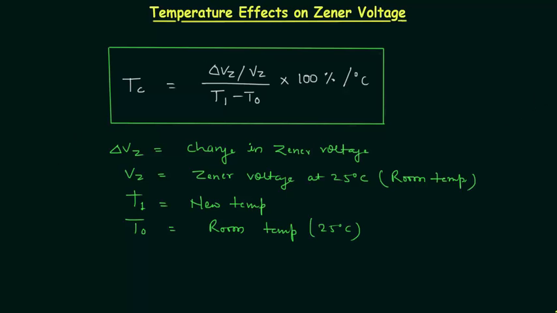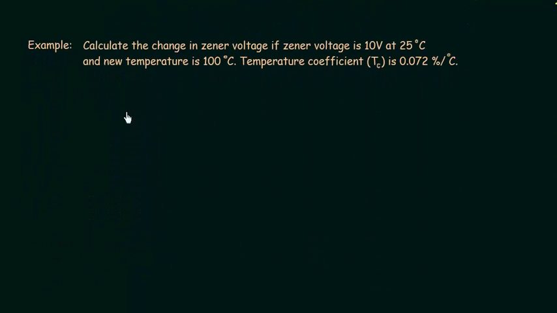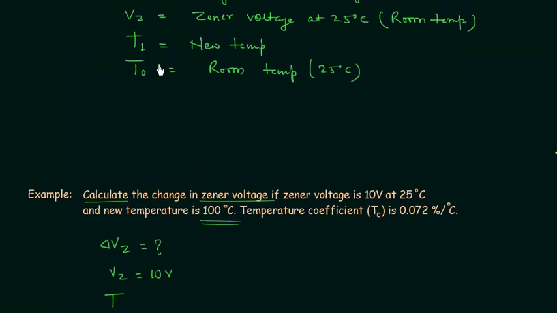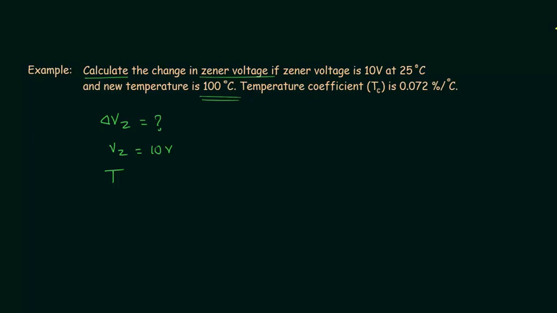Let's move to the numerical problem. In this numerical problem, we have to calculate the change in Zener voltage, that is delta Vz. If Zener voltage Vz is equal to 10 volts at 25 degrees Celsius, and the new temperature is 100 degrees Celsius. New temperature means the value of T1 is equal to 100 degrees Celsius.